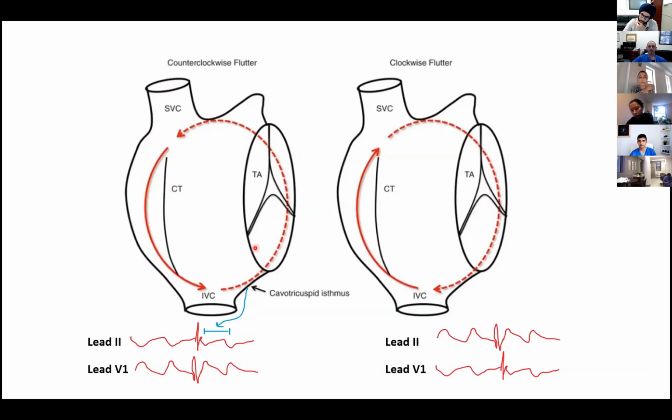What happens here is, in your typical flutter, remember this is your re-entry circuit. This arrow shows that where the impulse goes through this region, the cavotricuspid isthmus, it slows down a little bit. That slowing down gives you that slurred pattern, which further generates your sawtooth pattern on the EKG. The only thing really to remember is that flutters and atrial tachycardias are on a spectrum of these arrhythmic disorders.